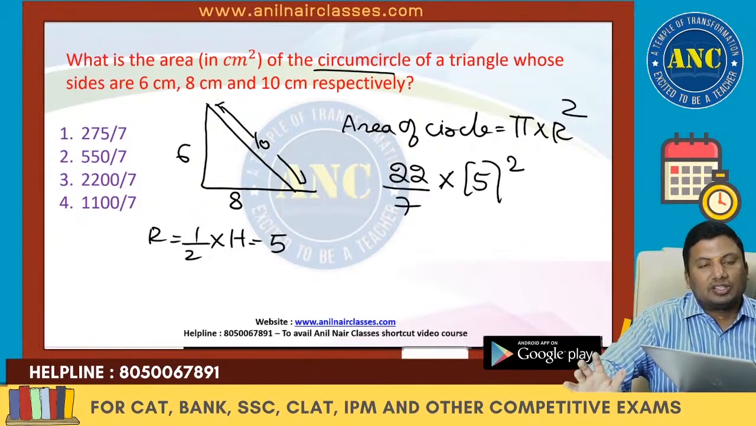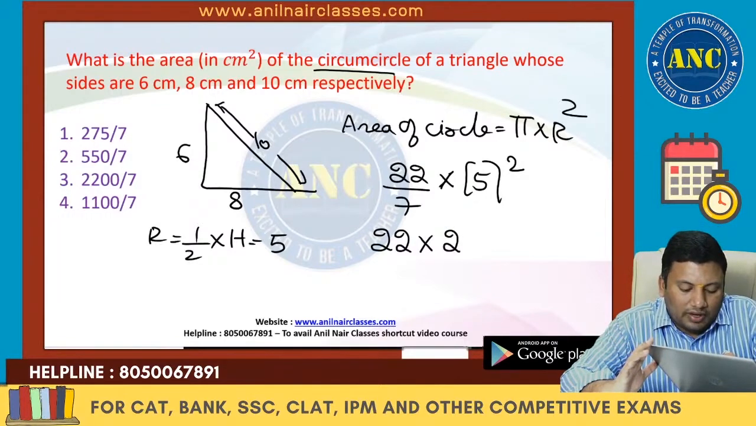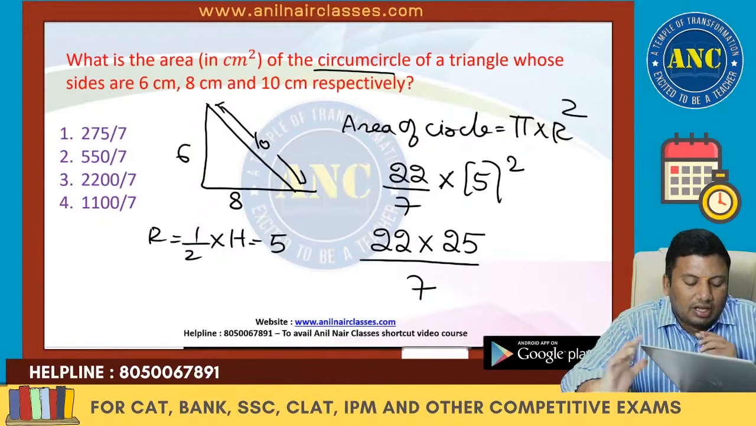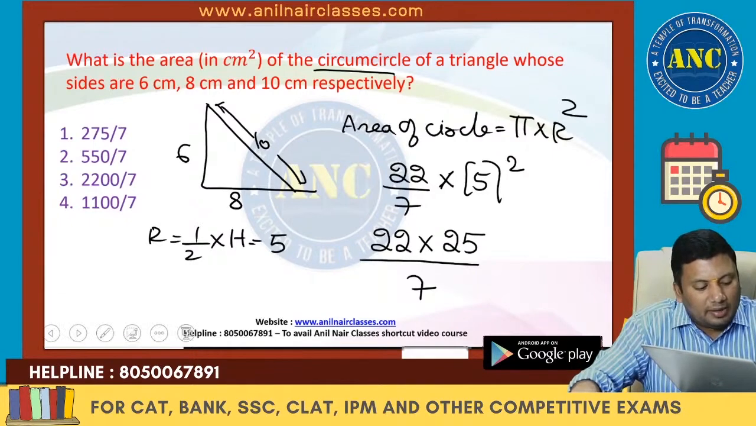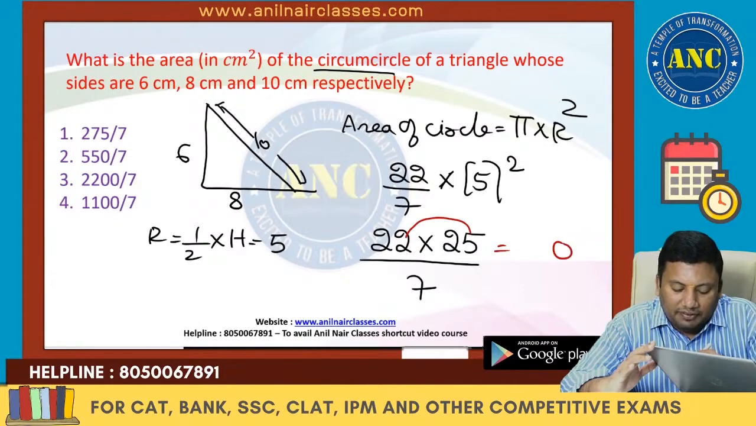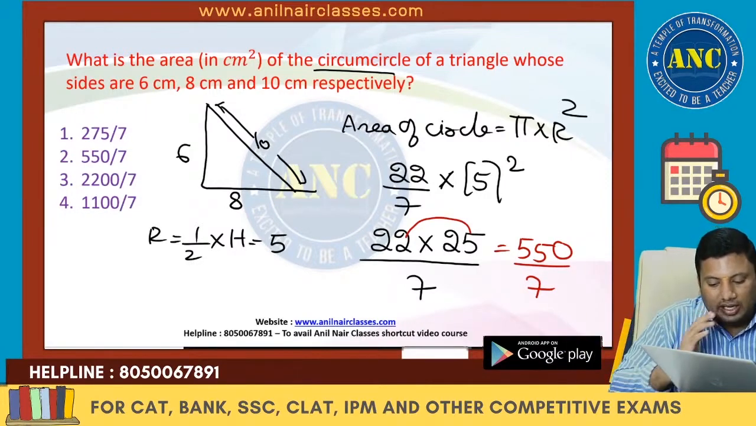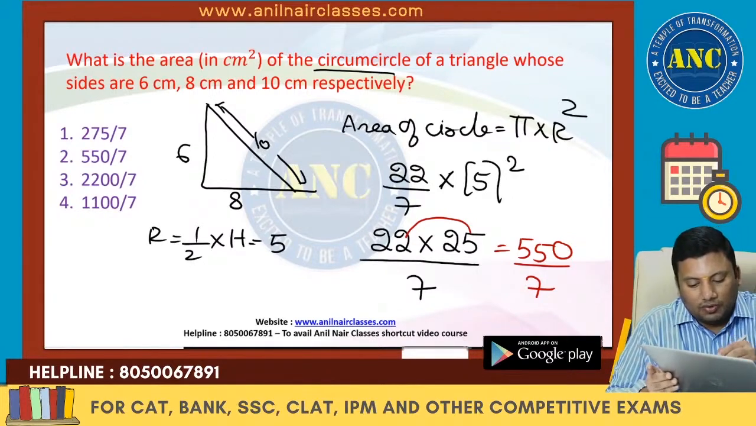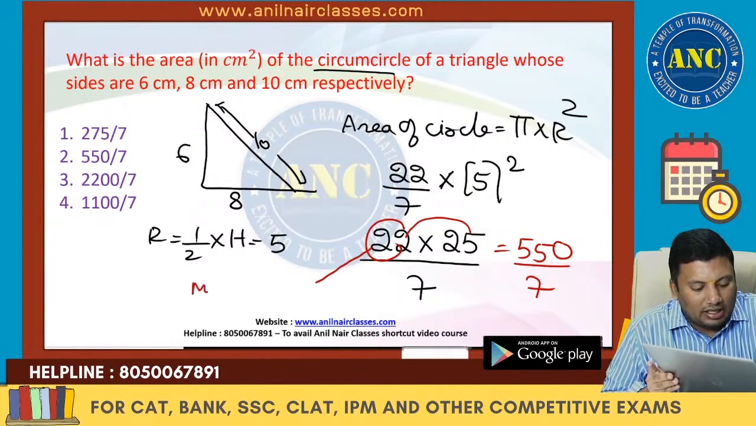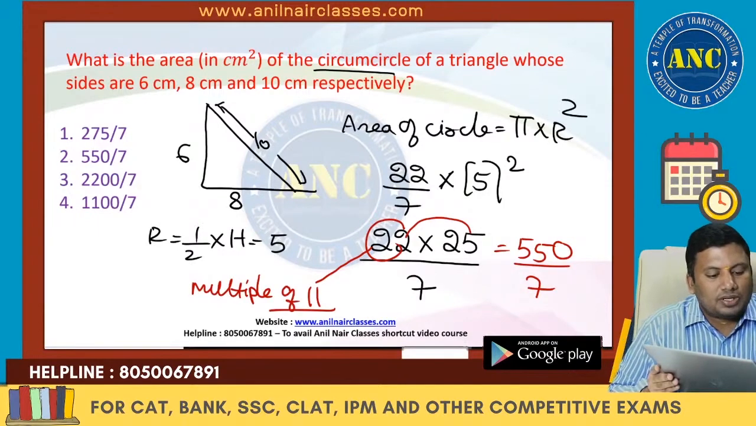Now listen carefully. It is nothing but 22 into 25 divided by 7. One way is to multiply: 550 divided by 7. Another way to do it: 22 is a multiple of 11, and all the options are multiples of 11.